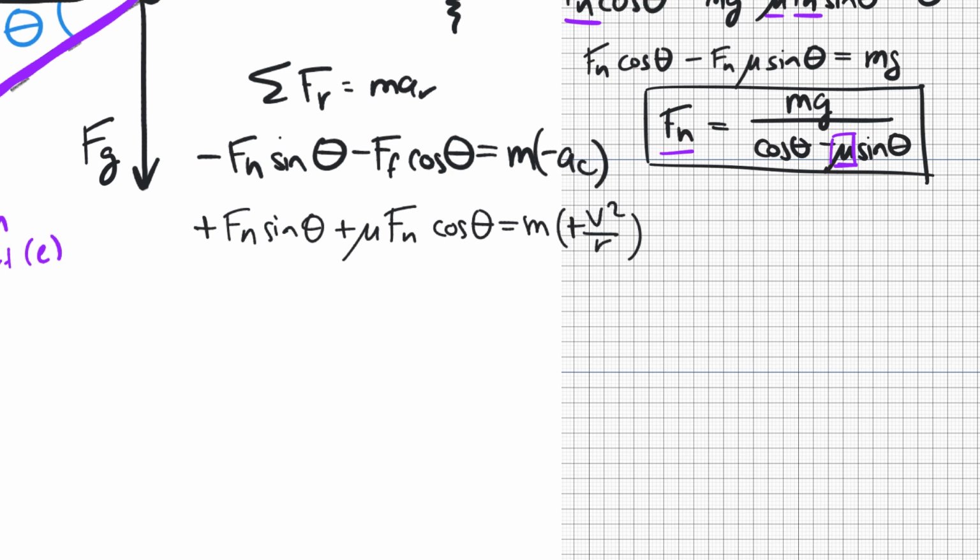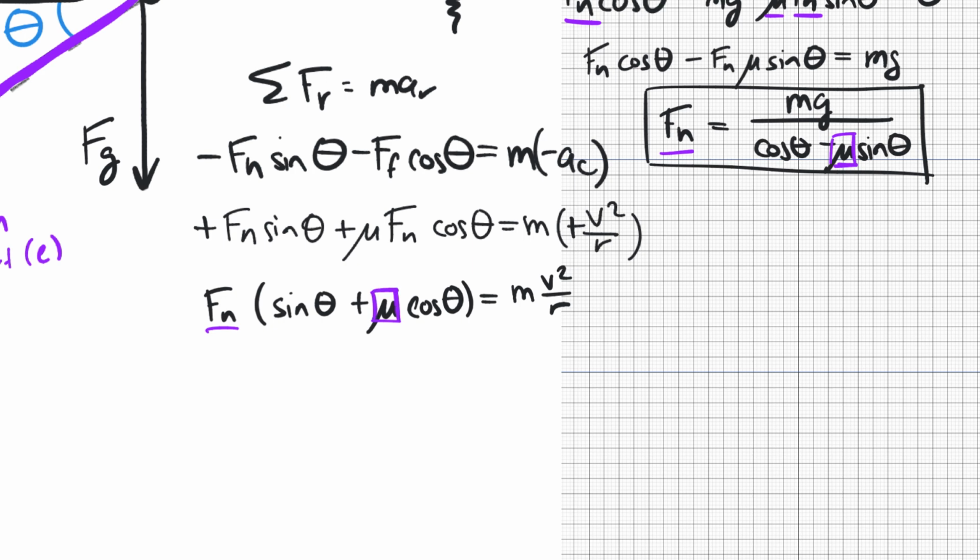And then I'm going to try to pull out that normal force. Okay, so I've got the normal force times sine theta plus mu cosine theta equals m v squared on r. Okay, cool. So now the beauty of this is I've got two equations and two unknowns. I've got mu and the normal force, so I need to plug them into each other.